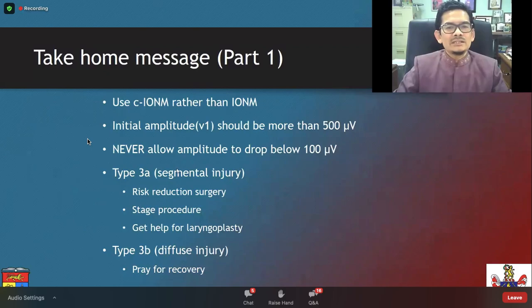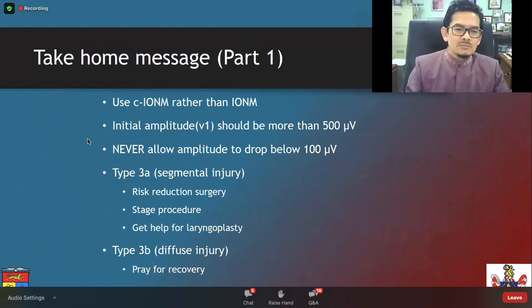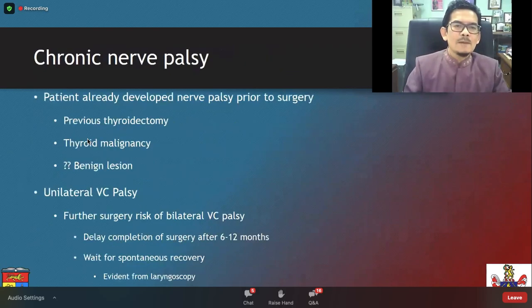The type 3A segmental injury is very difficult because the chance of recovery is very low. So if you have type 3A, think about risk reduction surgery. Maybe you want to end up with subtotal thyroidectomy on the opposite side. You can do a staged procedure: if you are planning for total thyroidectomy, just complete the hemithyroidectomy and come back for the completion. And if the opposite nerve is fine, then you can think about doing the surgery. But for type 3B, you have a better prognosis that the nerve might recover. So in most situations, we just wait for the nerve to recover.